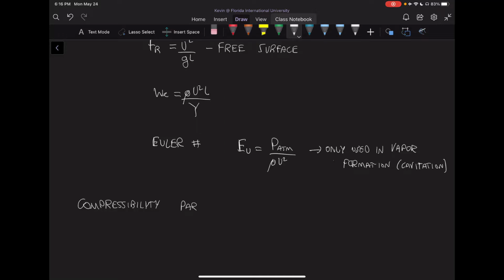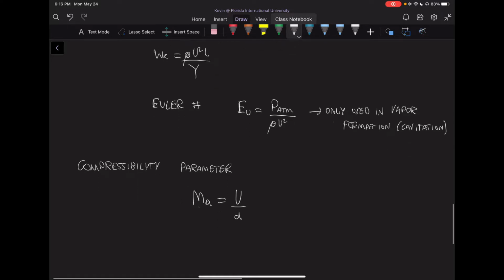And this compressibility parameter is going to be the Mach number. And this Mach number is U over A. So that's one of them. The Mach number is named after Ernst Mach and is used to relate the velocity of our flow, U, over A, which is the speed of sound. Okay, we've already defined this earlier.